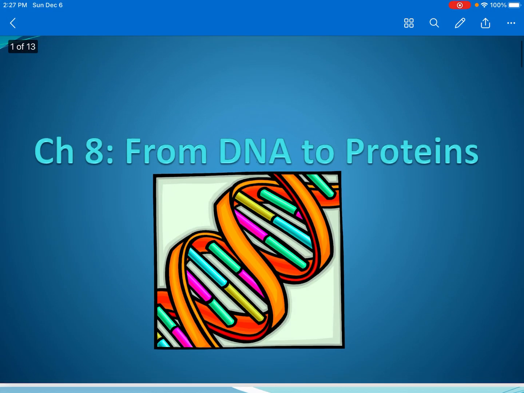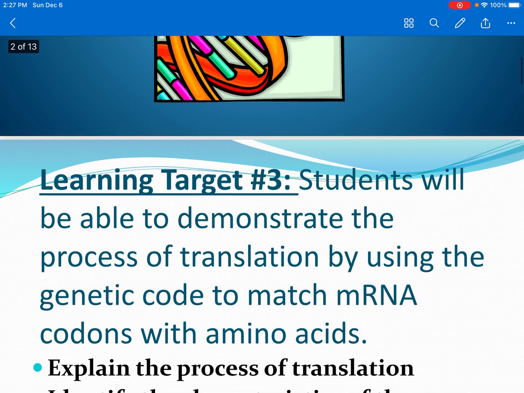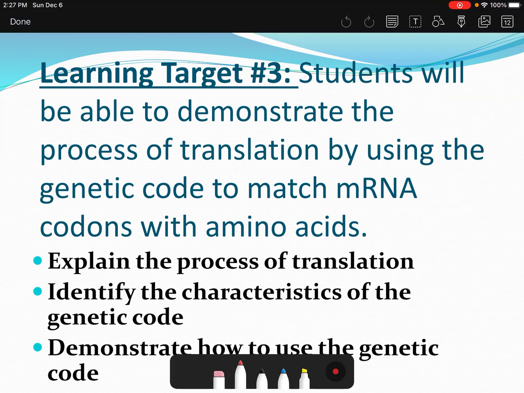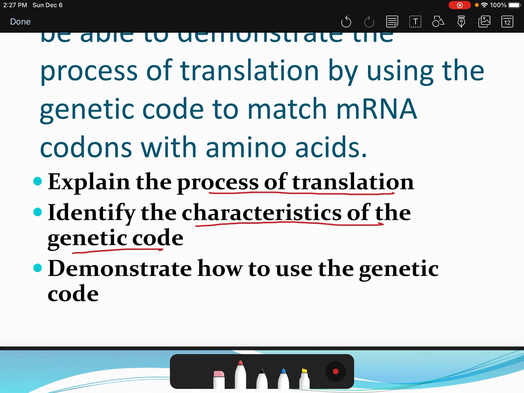In part 6 of our notes, we are now moving on to learning target 3. Students will be able to demonstrate the process of translation by using the genetic code to match messenger RNA codons with amino acids. So we're going to be really focusing on the process of translation, identifying characteristics of the genetic code, but also being able to demonstrate how to use the genetic code.